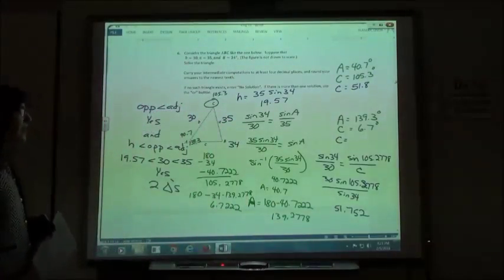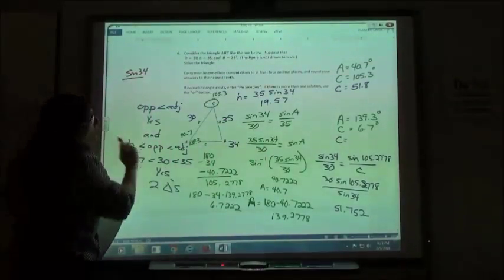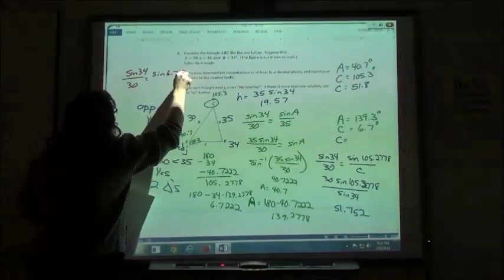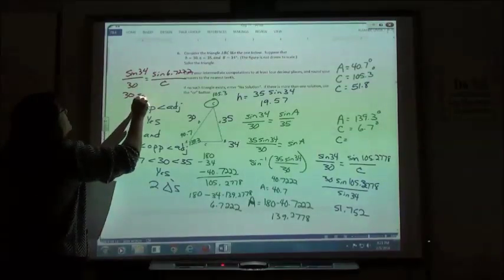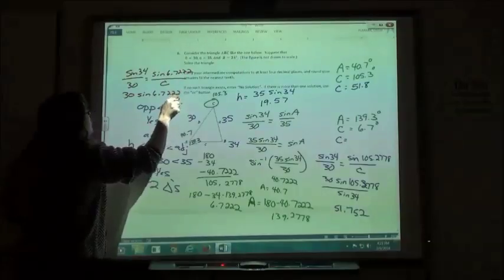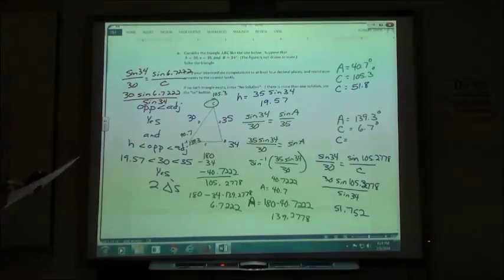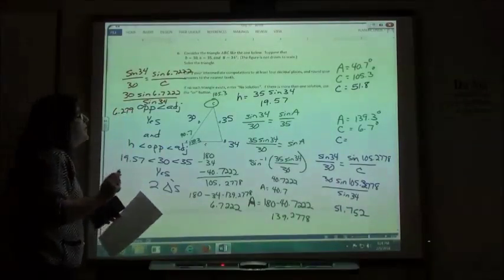So when I do my law of sines, like I did over here, I'm going to use the 6.7222 and make sure I carry it to 4 decimal places. So again, my law of sines, I'm going to take my sine of 34 over 30 equals the sine of 6.7222 over C. So when we solve that, we would take 30 times the sine of 6.7222 divided by the sine of 34, which gives me 6.279. 6.279 rounds off to 6.3.